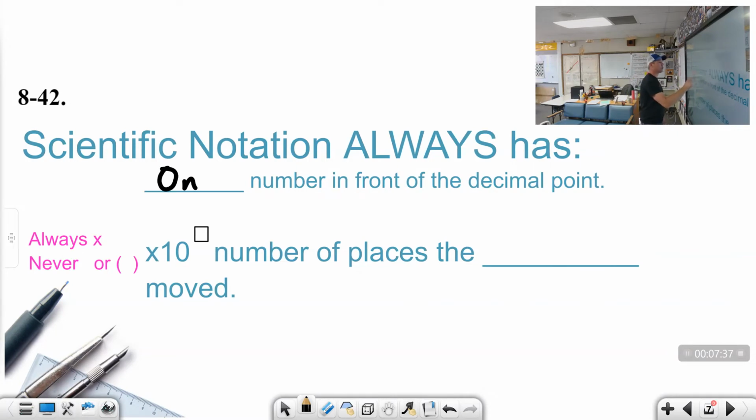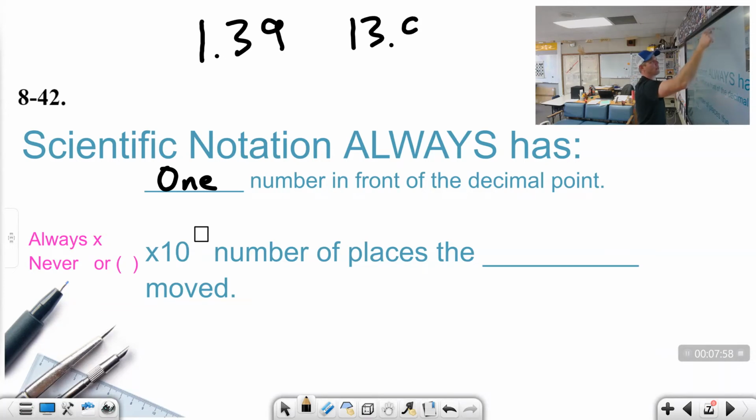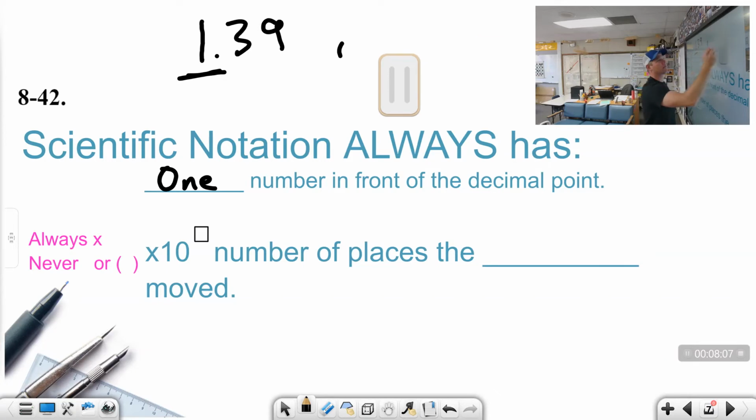The first thing, scientific notation always has 1 number in front of the decimal point. It cannot be 0. It cannot be 10. It's got to be 1, 2, 3, 4, 5, 6, 7, 8, or 9. Those are your only 9 options. Okay? Notice in our previous example, it was 1.39. It was not 13.9. It was not 0.139. Okay, notice it had 1 number in front of the decimal.